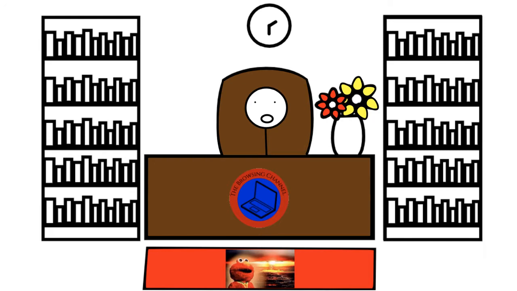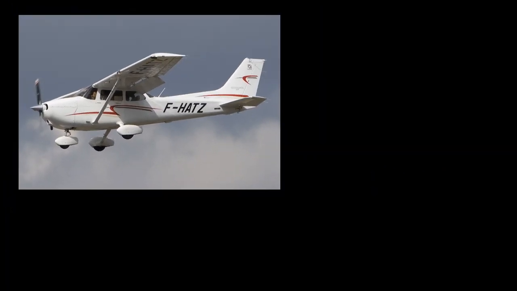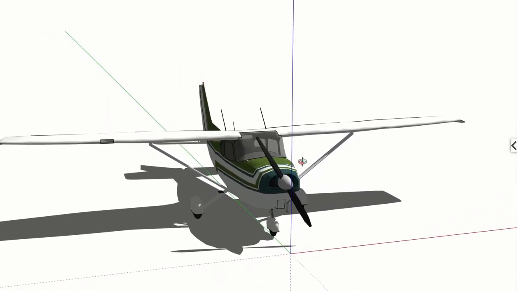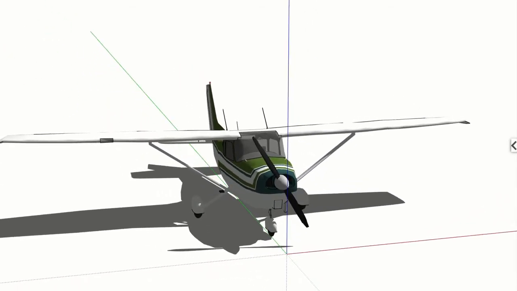Let's start off with the components of an average plane. We'll be using a model of a Cessna 172, a small aircraft. Around 43,000 planes of this type have been produced by Cessna. First, let's take a look at the front of the plane. We have a propeller that drives the plane forward. The faster it spins, the faster the plane goes.